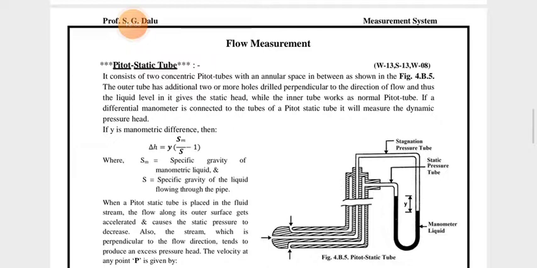If a differential manometer is connected to the tubes of the pitot static tube, it will measure the dynamic pressure head. So if y is the manometric difference, then delta H equals y into Sm by S minus 1, where Sm is the specific gravity of the manometric liquid and S is the specific gravity of the liquid flowing through the pipe. The manometric liquid is mercury, because in the manometer mercury is present.